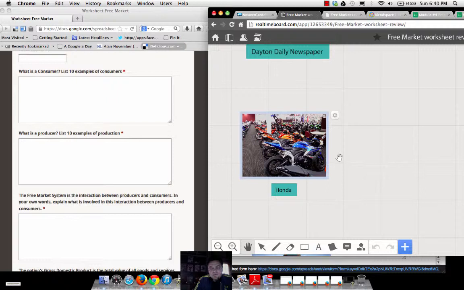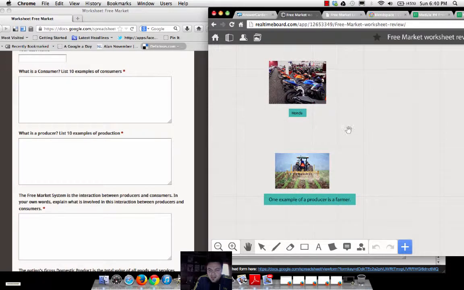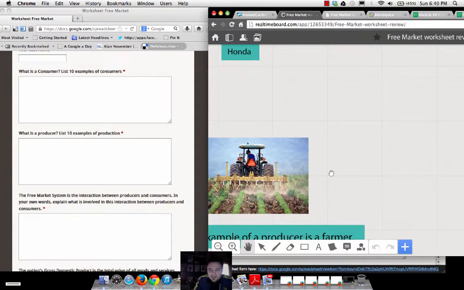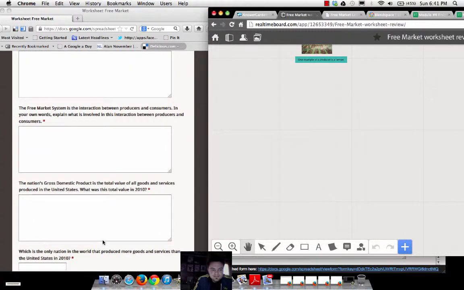Here we go, a Honda motorcycle plant would be a producer. So here they're in the showroom waiting for people to buy, but the act or the process of producing them from the factory would be production. Here we go, good old farmer. One example of a producer is a farmer. They're producing crops, or if it's a dairy farm, dairy.